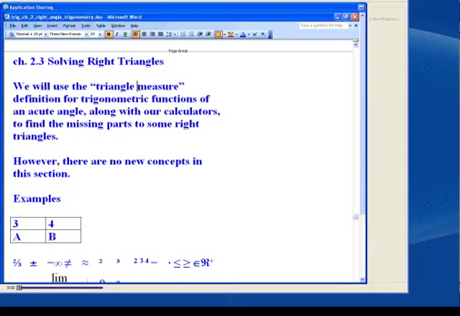In this section, which is relatively short, we'll be using the triangle measure to solve for some missing parts in some right triangles. Notice there are no new concepts in this section, so we're just going to apply what we already know. Here's an example.